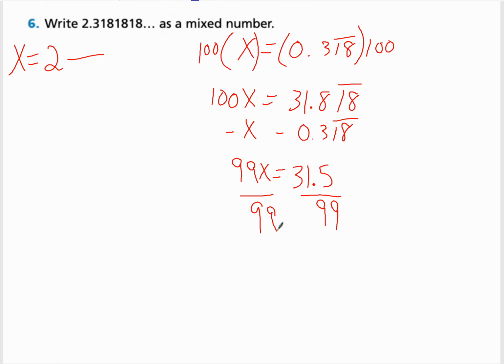Divide by 99. So x is 31.5 over 99. Now what? You gotta multiply it by 100. Oh, no, 10. We're moving the decimal one time, so 315 over 990.